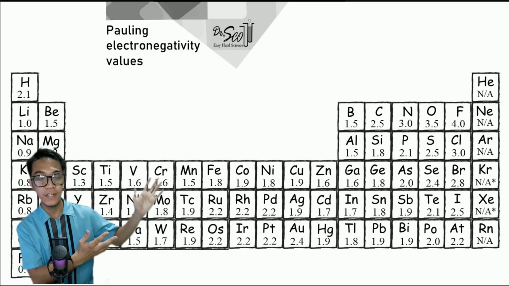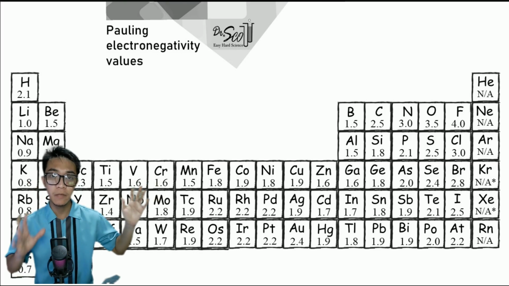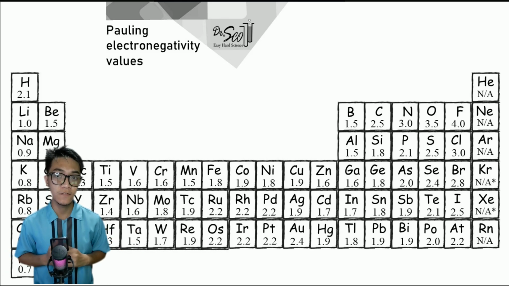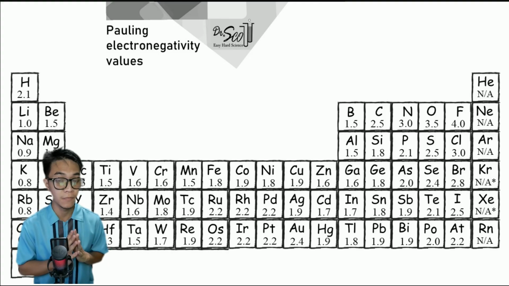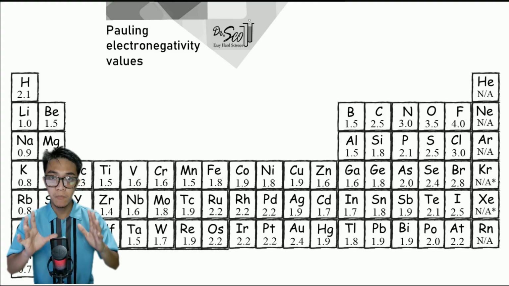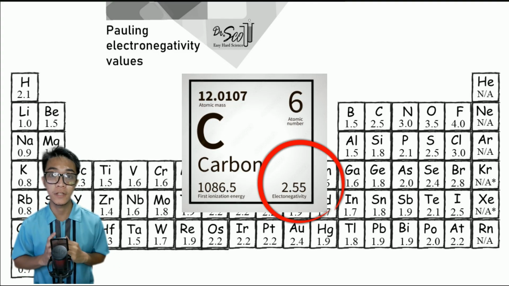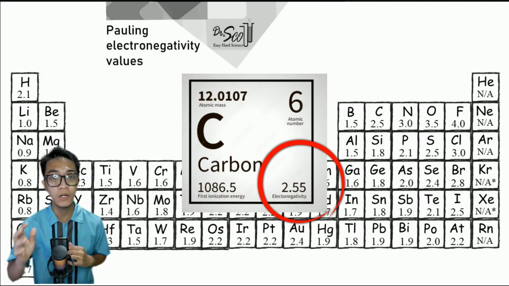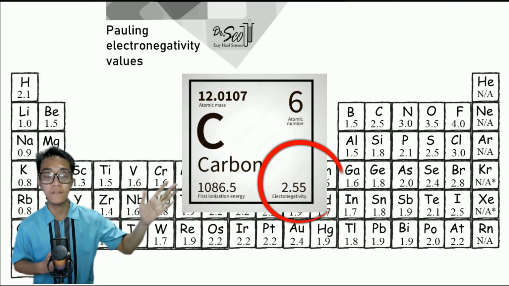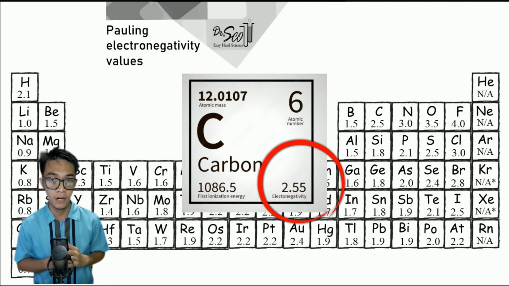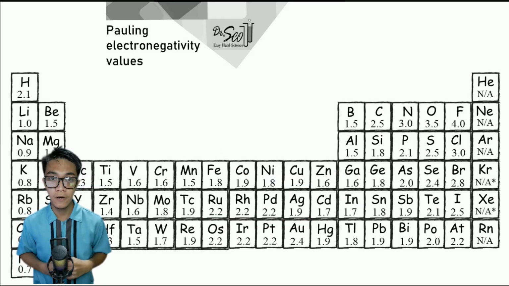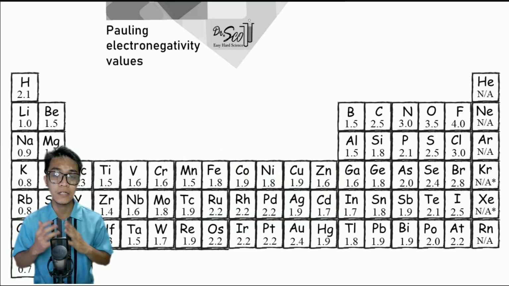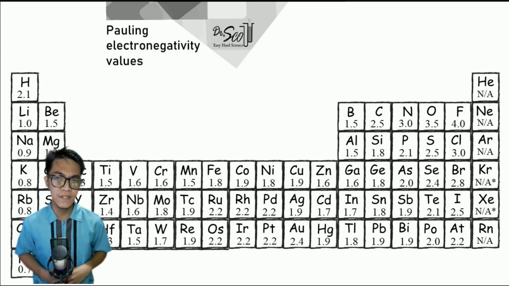As I have shown here in our presentation, we have a table of the Pauling electronegativity values, which shows the exact electronegativity value for each element. Now, these numbers are also shown in our modern periodic table, as you can see here in our carbon atom. That's the specific electronegativity value for carbon, and it's present in any periodic table that we have in our class.